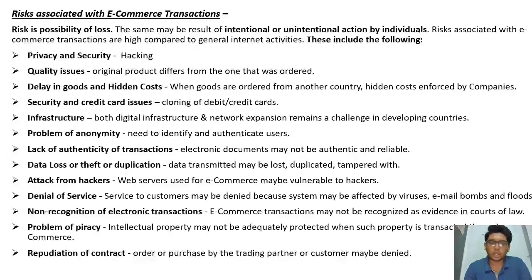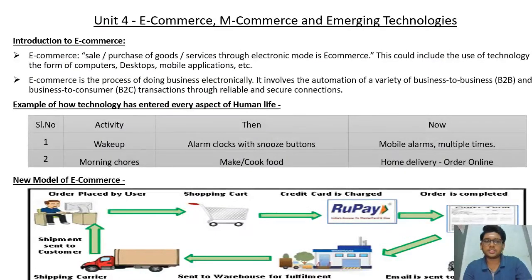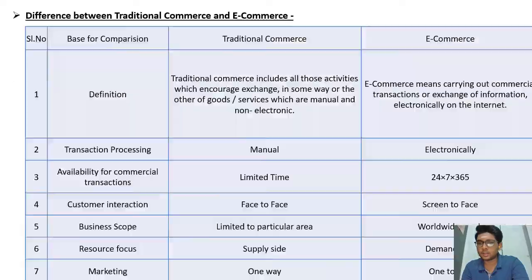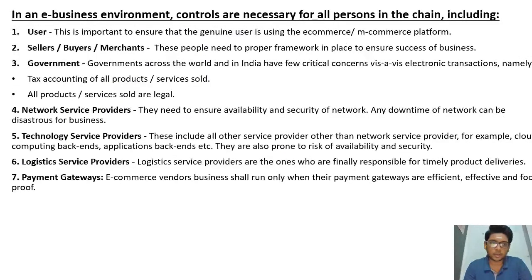As we saw earlier, this is the user. Then we go to the service provider. It is similar to that. User, seller, government, network service provider, technology service provider, logistics, payment gateway. User: this is important to ensure that the genuine user is using the e-commerce platform.